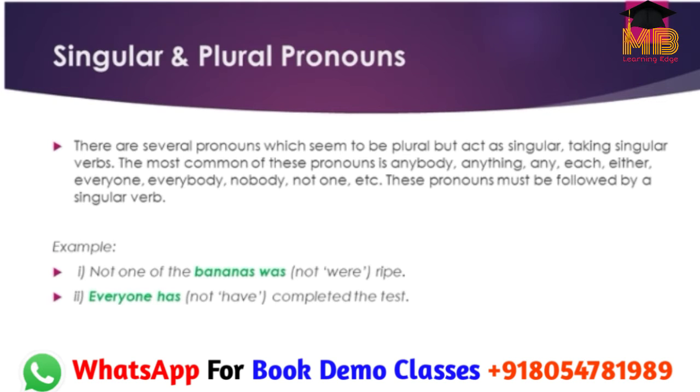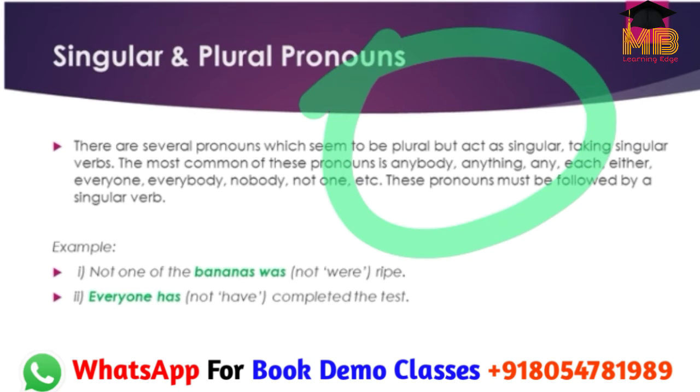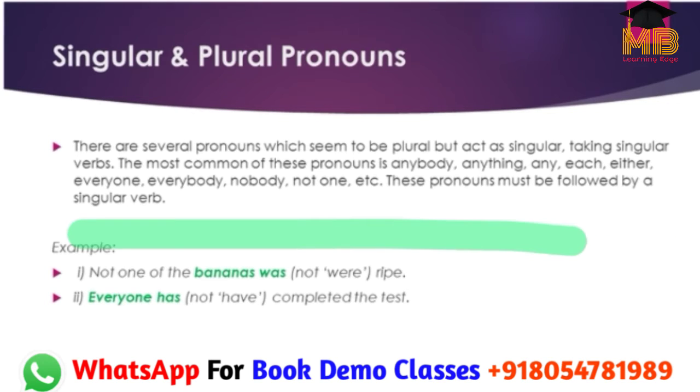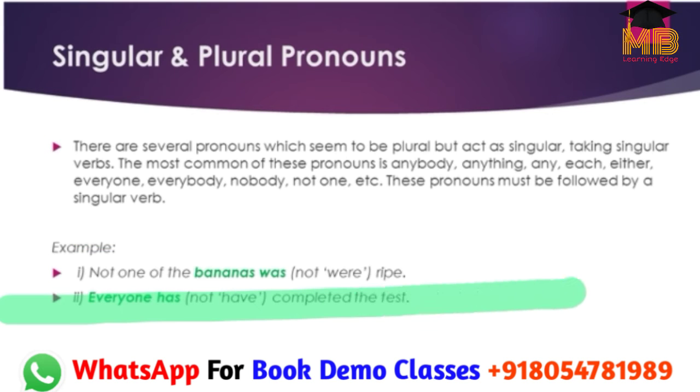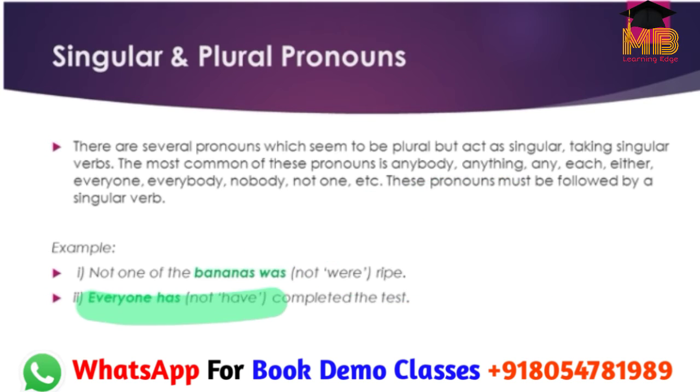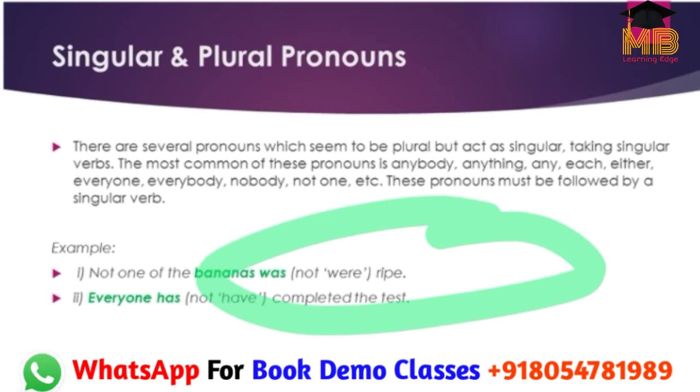So now you should know that there are several pronouns which seem to be plural but are actually singular, right? Because they take singular verbs. These pronouns are: anybody, anything, each, either, everybody, nobody, right? They are followed by a singular verb. For example, not one of the bananas was ripe, right? Because basically you are referring to one banana. So it's going to be singular. It will take a singular verb, was ripe.